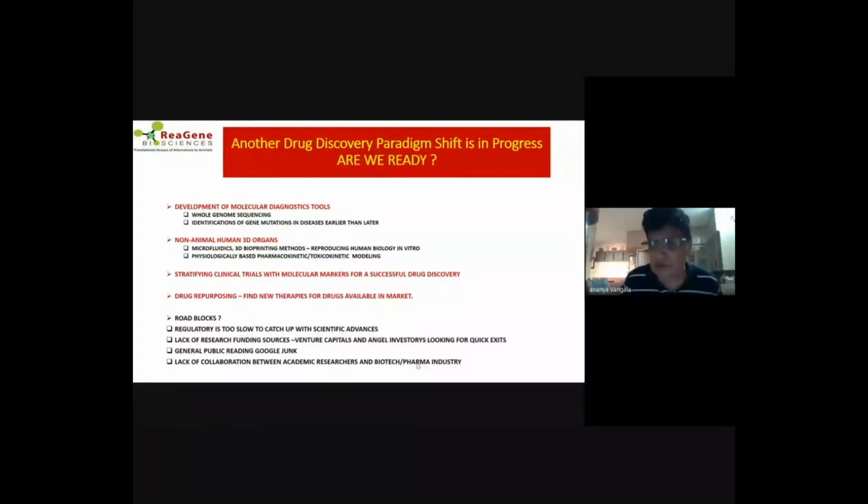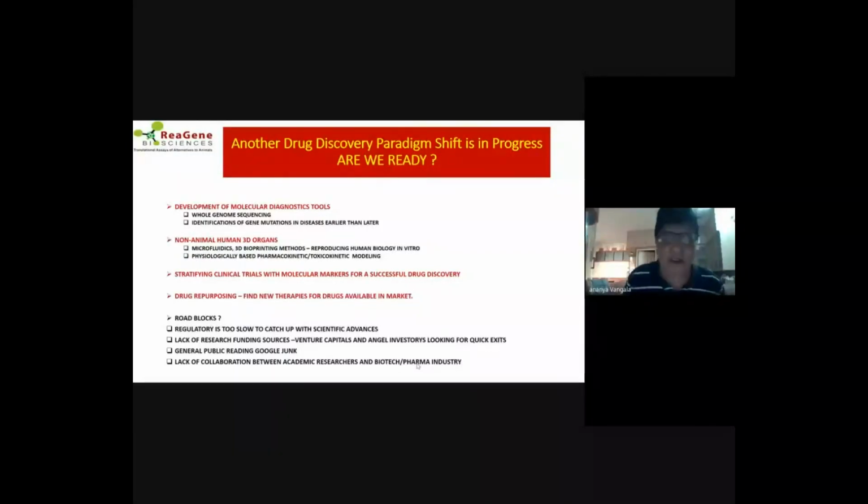When I'm developing these 3D models, I have to convince regulatory agencies that you need to use these models, not animal models, to go to the clinic. And I need a lot of clinical validation data for it. And so that means I also need a lot of funding to do it.